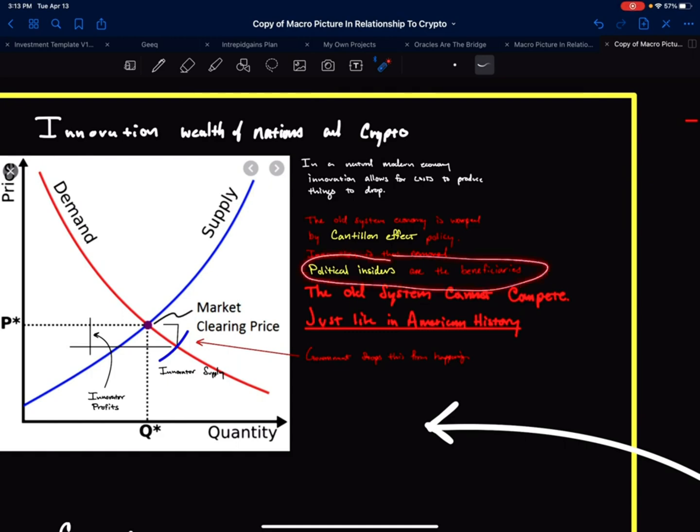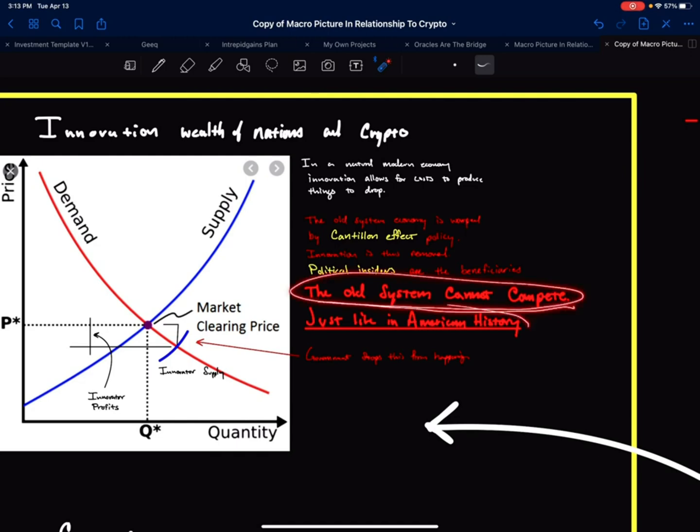Political insiders, those with connections, they're the ones that win. The old system does not have competition and therefore cannot compete. Just like in American history, what made America great was the small amount of government. And so America could compete with anyone. And we also had a lot of natural resources. That was a double effect. We had a free market and a lot of natural resources. That's why it became such a wealthy country.